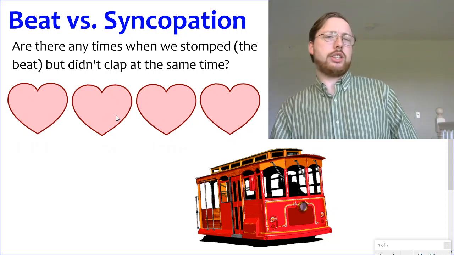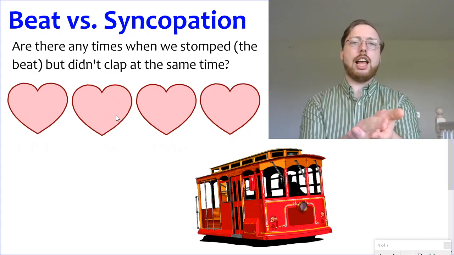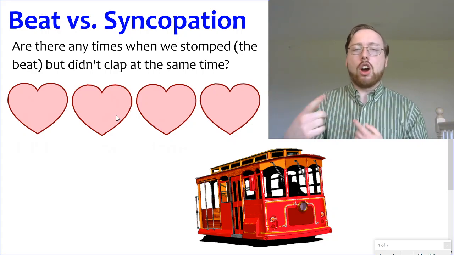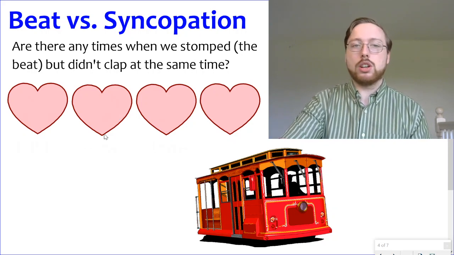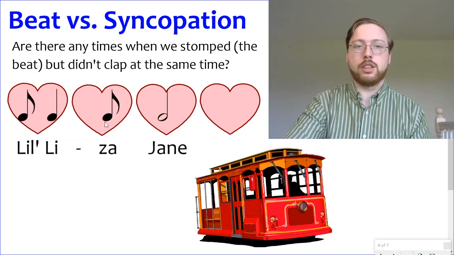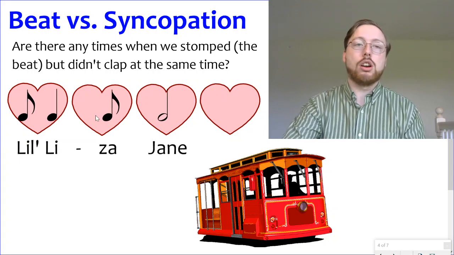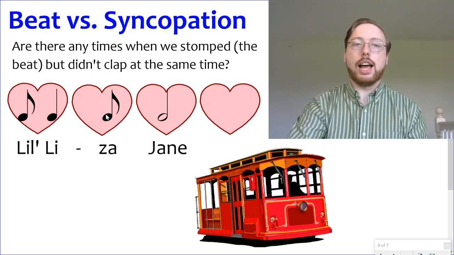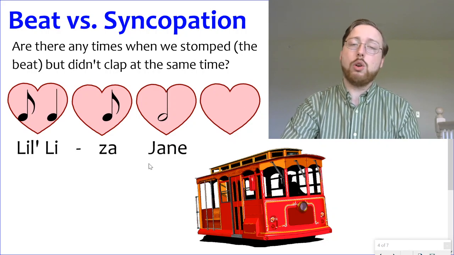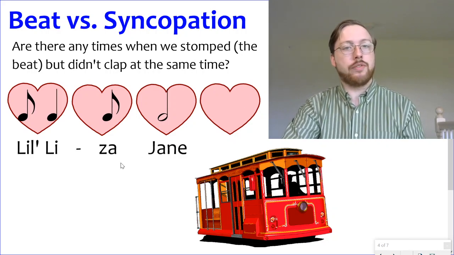If you thought that there were some times when it didn't line up, when we were doing Lil Liza Jane, our syncopated part, then I would say you were correct. Let's look at what that rhythm looks like. So, on the board, we have our 4 beats for each line. And in this case, we had the rhythm ti-ta, ti-ta, which is what we figured out last week went with Lil Liza Jane.